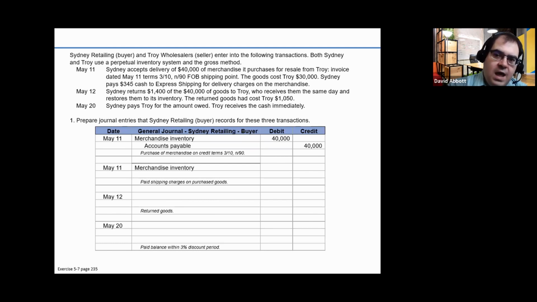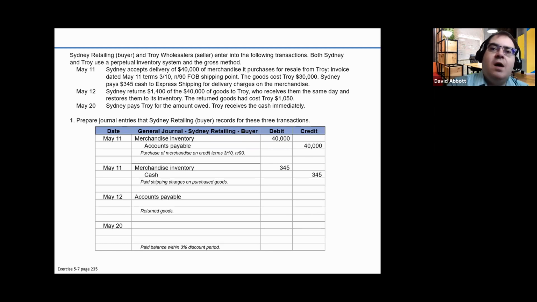That's the first part. The next part is the shipping. So you're going to debit merchandise inventory $345, because you have to account for the cost of the shipping and the cost of your merchandise. And then you'll go ahead and credit cash $345, because we actually paid cash to the freight company, which in this case was Express Shipping.